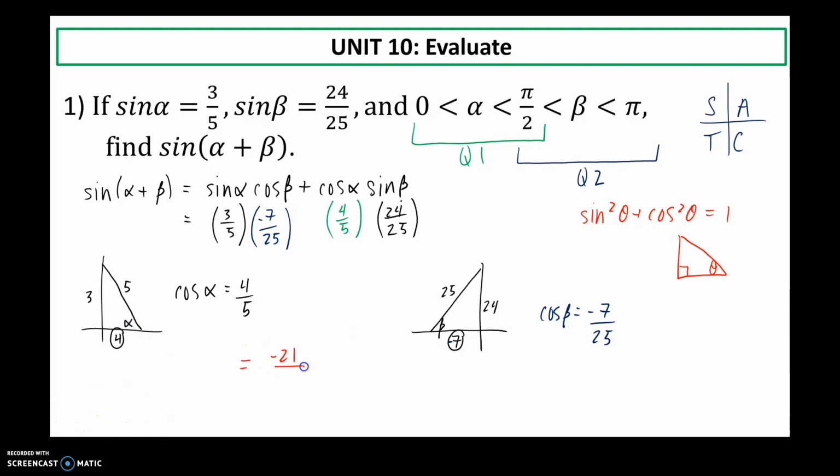Now we have to actually evaluate it. So top times top, bottom times bottom, plus top times top, bottom times bottom. All right, 3 times -7, 4 times 24. Adding these together, I get 75/125, and then reducing that fraction would equal 3/5.